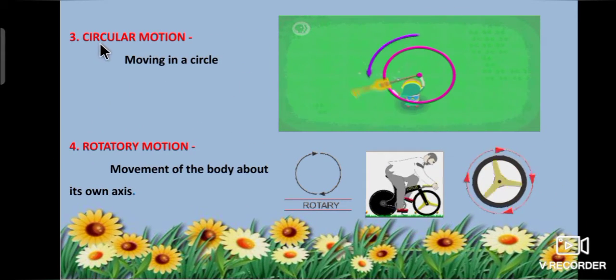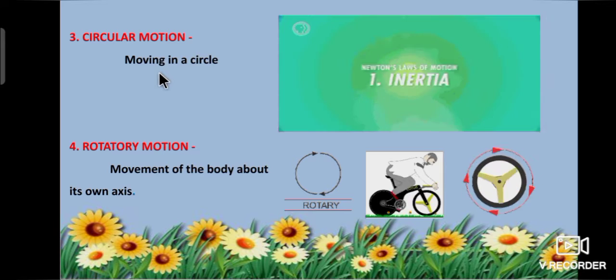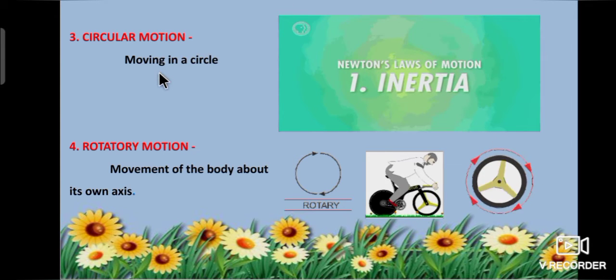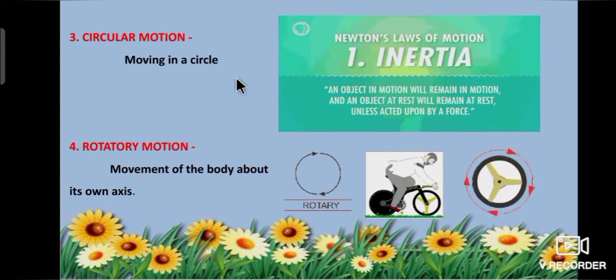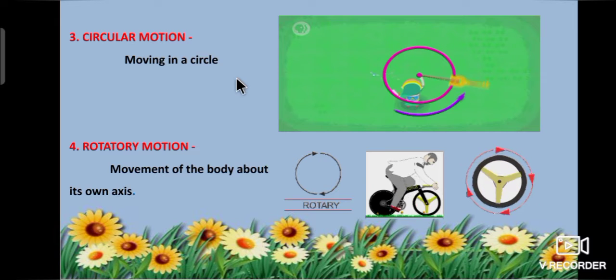Third type is circular motion. In this motion, the object moves in a circular path. See the example: spinning of a ball is circular motion.